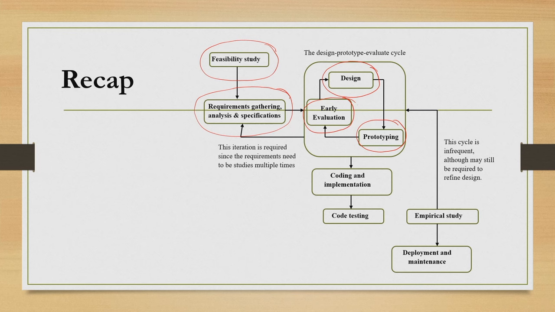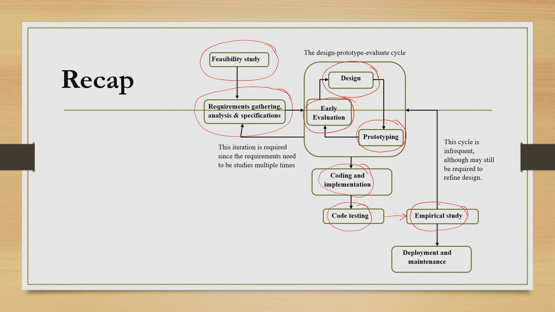This is followed by design of the system, which is not shown separately in this lifecycle model. So, once we arrive at a stable interface design, we go for designing the system in terms of modules and submodules and their connections. That is followed by coding and implementation of the designed system, followed by testing of the code. This is followed by, one arrow is missing here, a phase called empirical study.